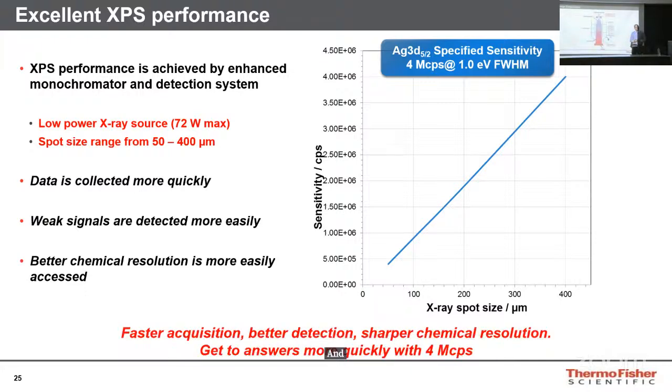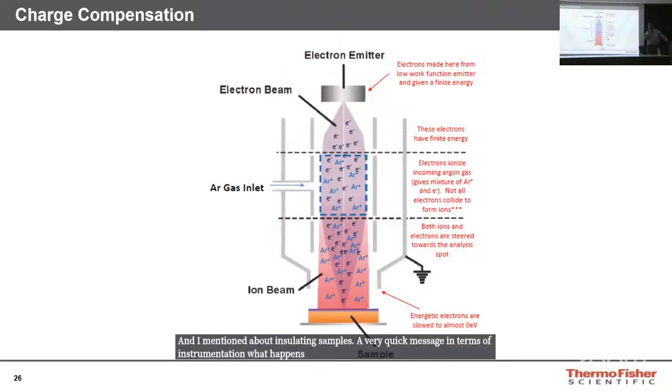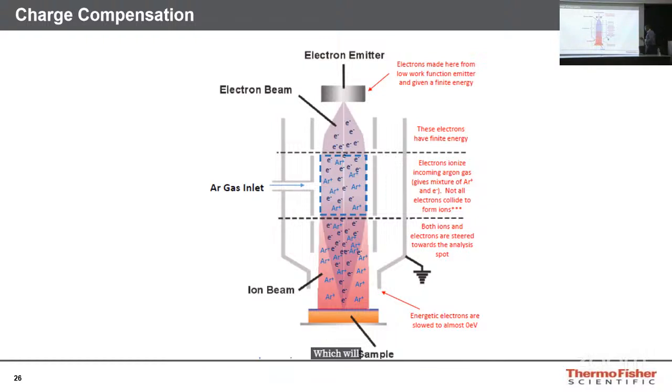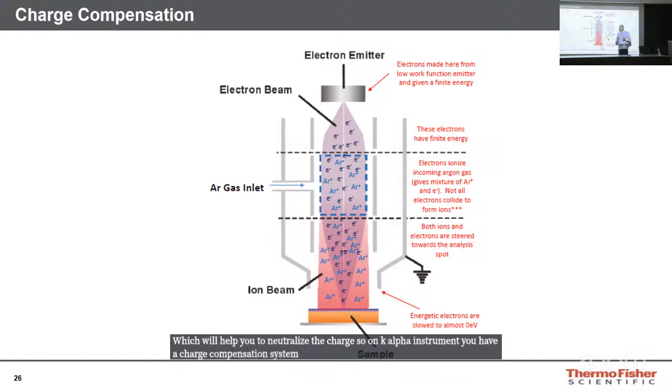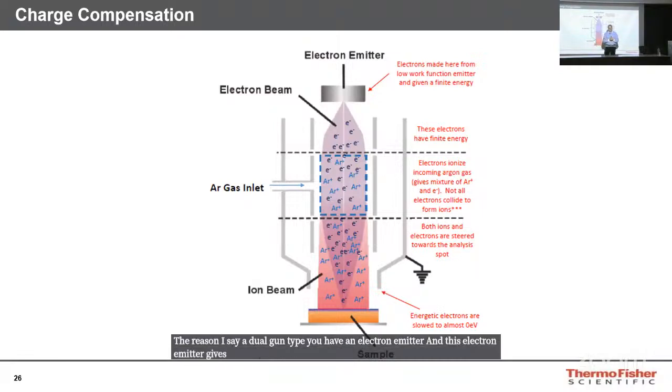And I mentioned insulating samples. A very quick message in terms of instrumentation: when you have a non-conducting sample, an insulating sample, the charge builds up over a period of time. So it is a must to have some mechanism which will help you to neutralize the charge. On a K-Alpha instrument, you have a charge compensation system, which is a dual gun type. The reason I say dual gun type is that you have an electron emitter, which gives you negatively charged electrons. Along with the negatively charged electrons, you also have an inlet which can take an inert gas such as argon, and this can give you the positive ions.